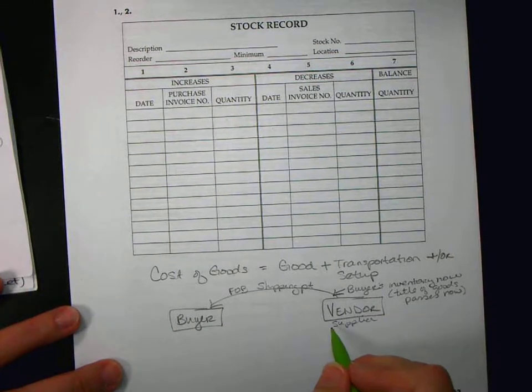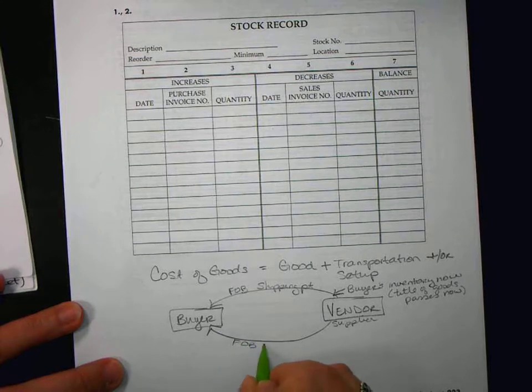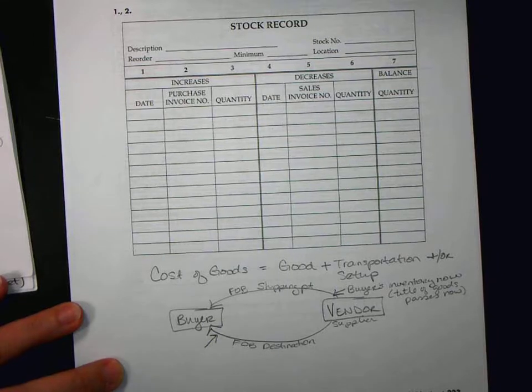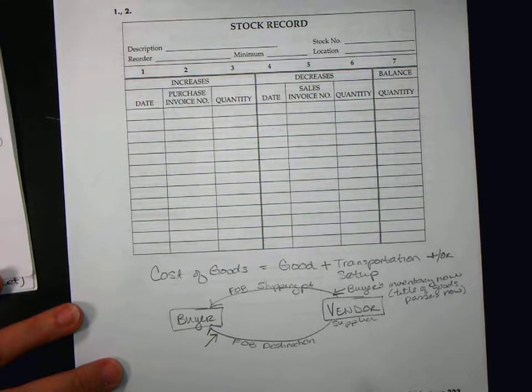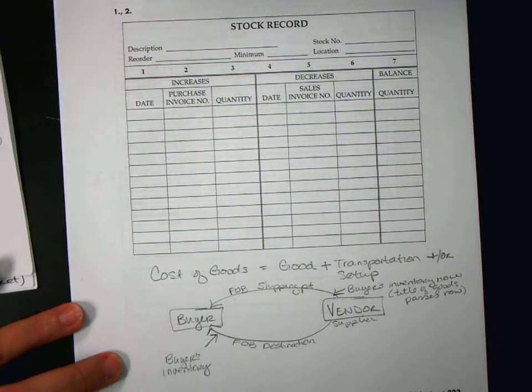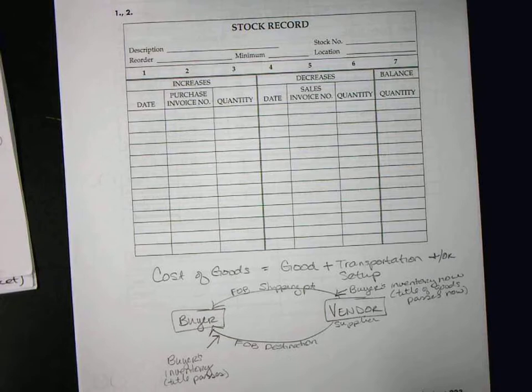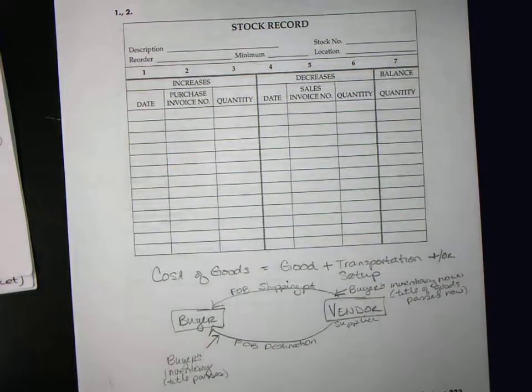Okay, and then we have FOB destination. And that's when the buyer takes possession at this point. So it is now in the buyer's inventory. Okay, and this is when the title passes.